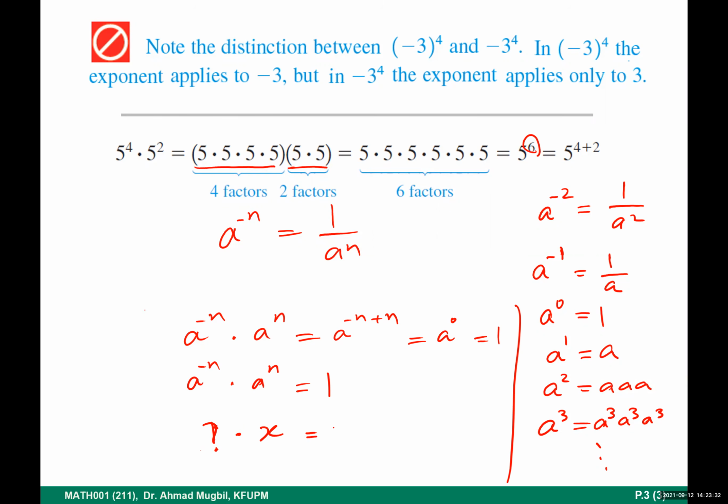X times what equals 1? It equals the multiplicative inverse. So this means here, this question mark is the multiplicative inverse, which is 1 over x.